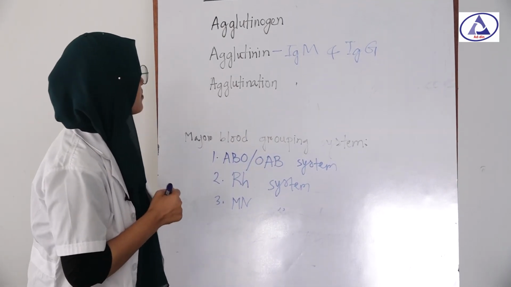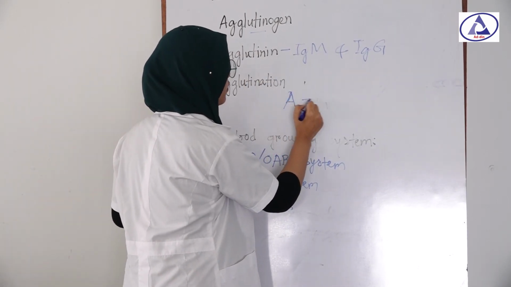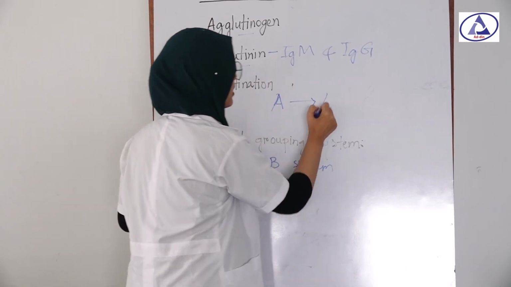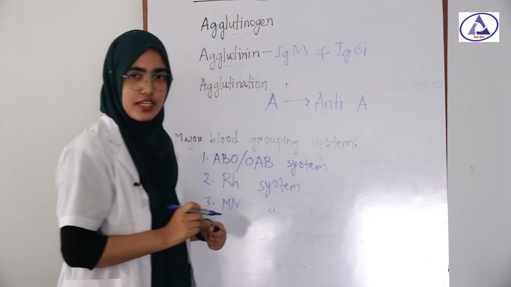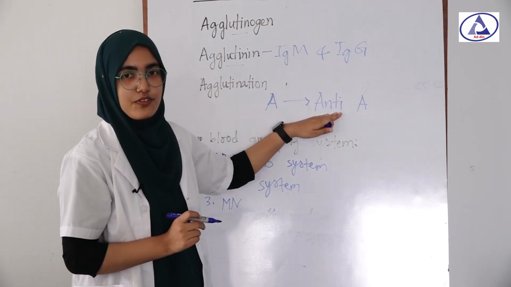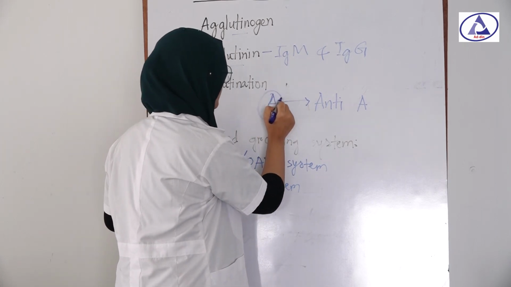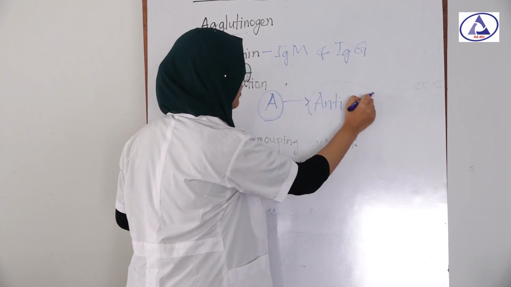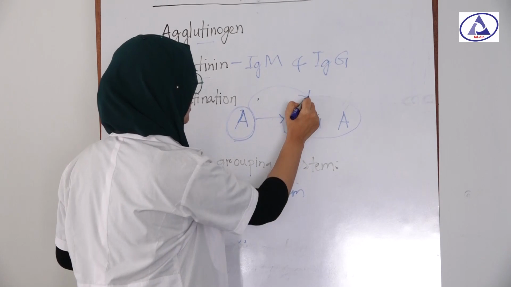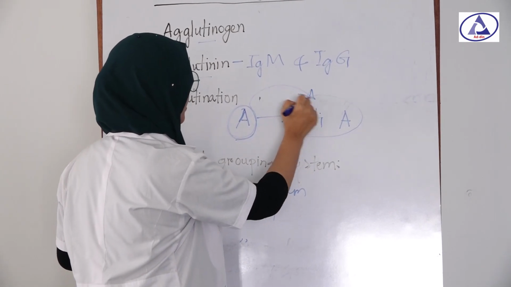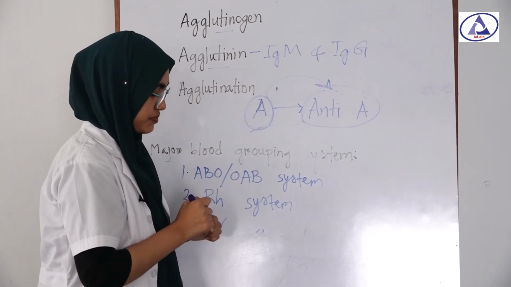As an example, if the agglutinogen is A, its corresponding agglutinin will be anti-A. What do you think? Are they friends? No, they are not friends, they are enemies. So if there is agglutinogen A and anti-A antibody, there will be agglutination. That means clumping of RBC will occur and the RBC will be destroyed.